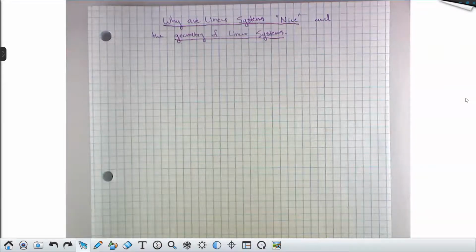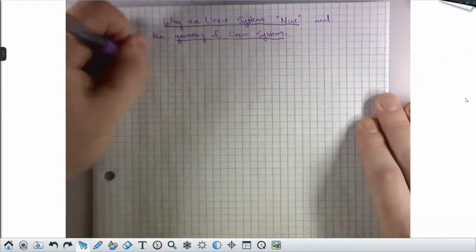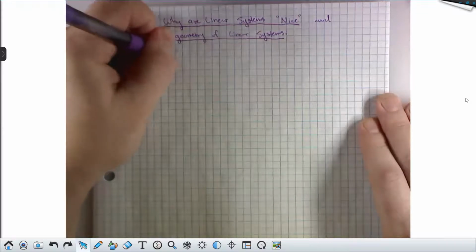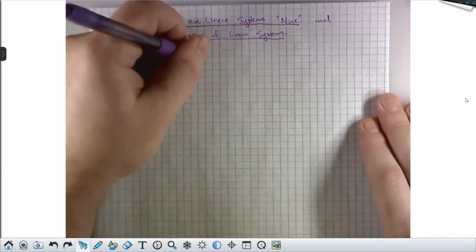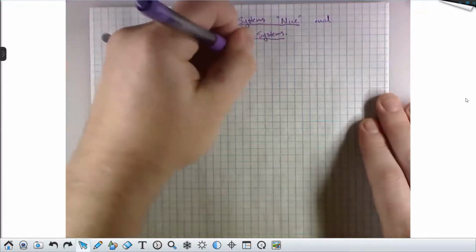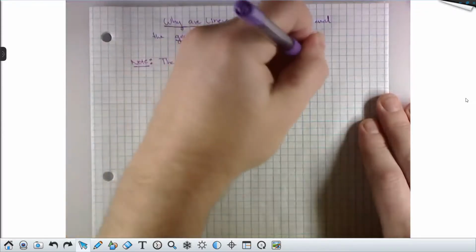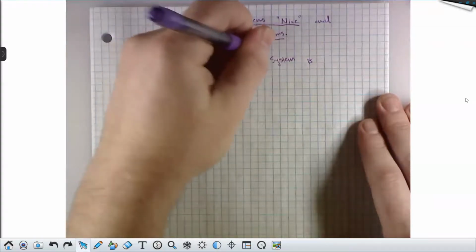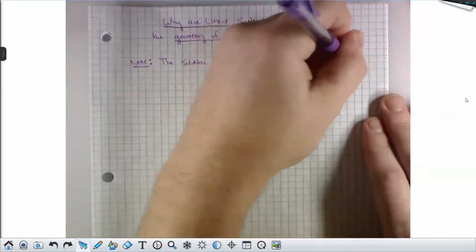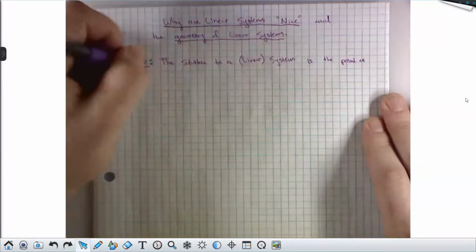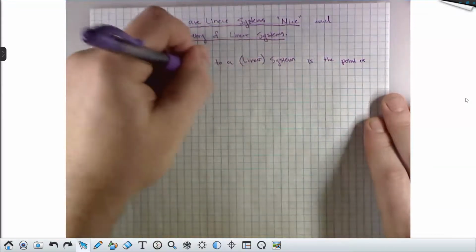If you think about it, so I'll start with this note. The solution to a linear system, or any system, really, not just linear systems, the solution to a system of equations is the point or points where the graphs touch.